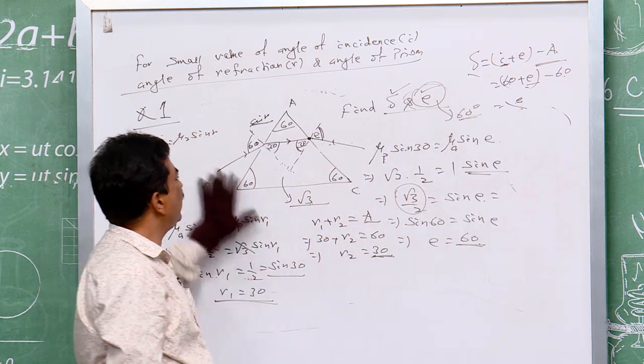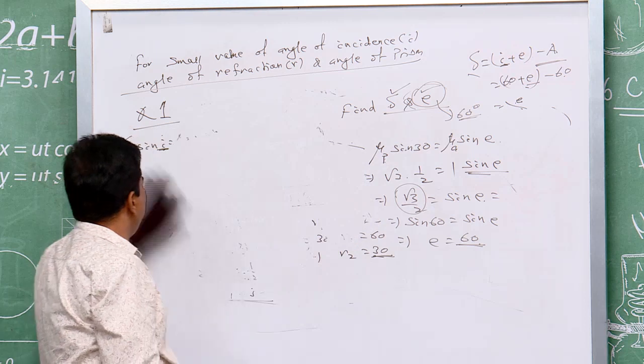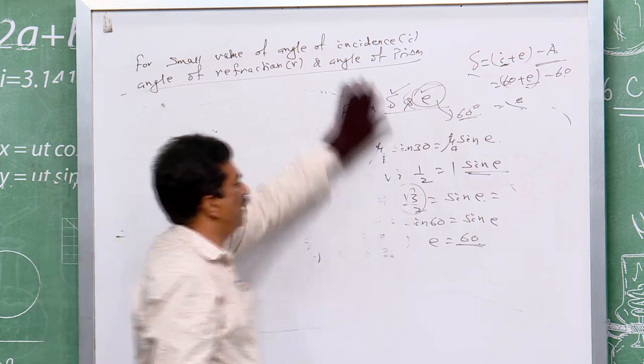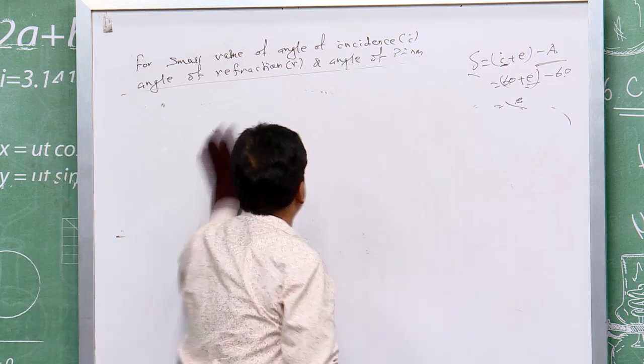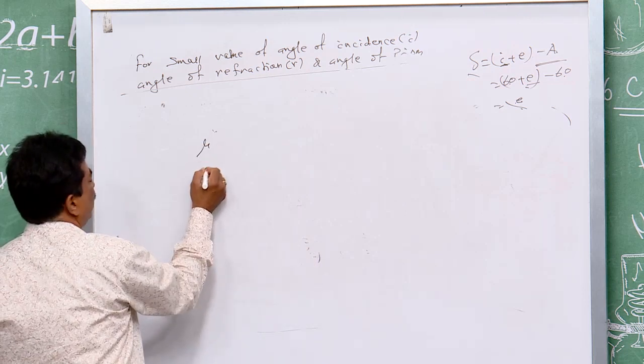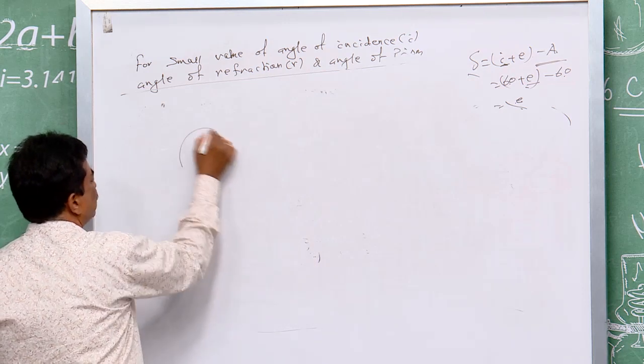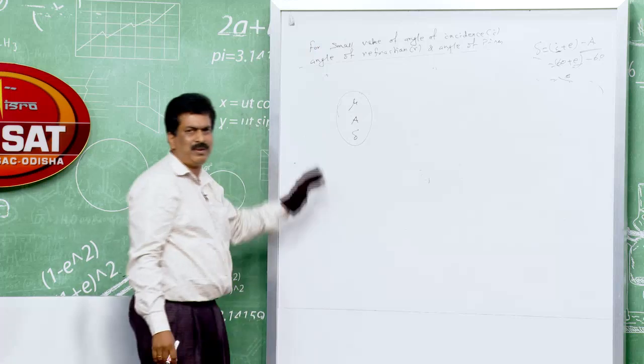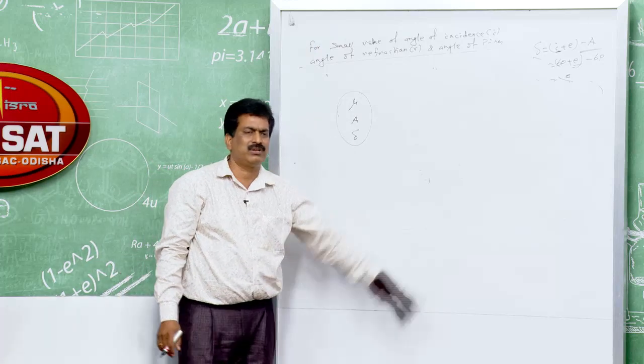With this, if I give you some more problems, you can also solve them in this way. So remember the three most important formulas: one for μ, one for A, and one for δ. If you remember these three things, it will be helpful for your examinations.